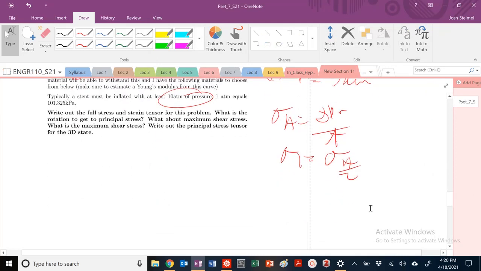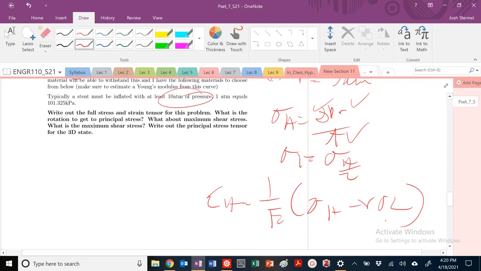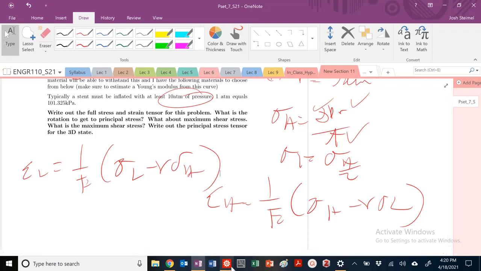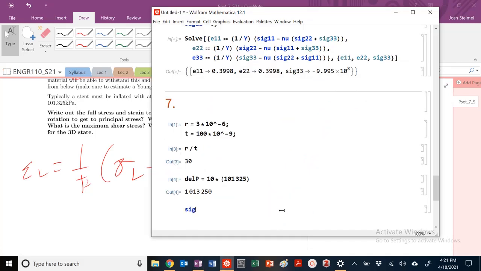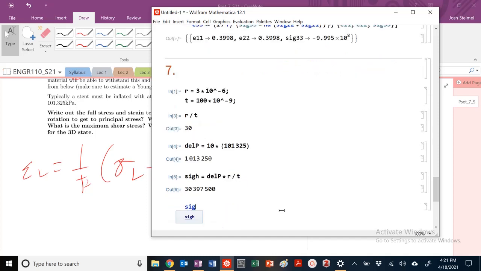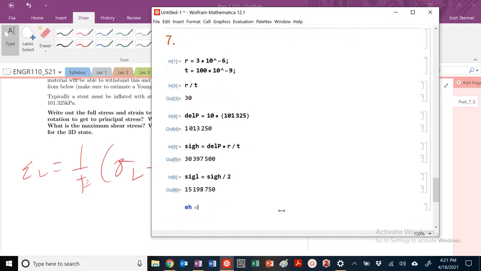All right. So we know our delta P, we know our R, we know T, and then we also know that my epsilon H equals 1 over E times sigma H minus mu sigma L, and my epsilon L is equal to 1 over E times sigma L minus mu sigma H. So let's go ahead. We can solve for everything here directly, so we don't have to worry too much about it. My sigma H equals delta P times R divided by T. My sigma L equals sigma H divided by 2.